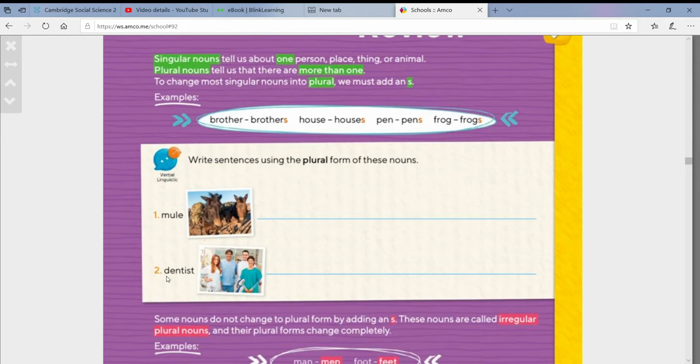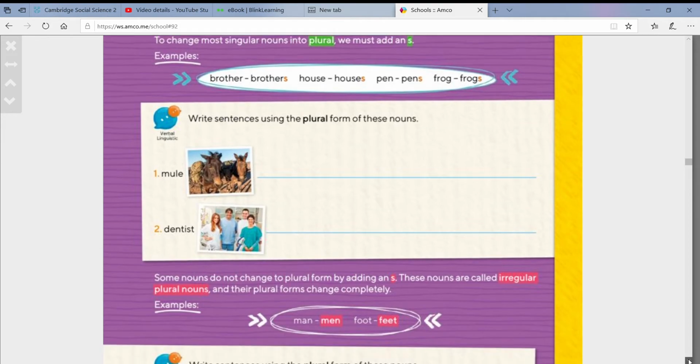Okay, let's have a look at number 2. Dentist. So here we have 1, 2, 3, 4 dentists. So to make this plural, we need to put the S. So again, we can write, I can see 4 dentists with the S. Or there are 4 dentists. Or if you want to, you can invent your own sentences. If you want to be creative, you can write 2 sentences that you want using the plural form of these 2 nouns.